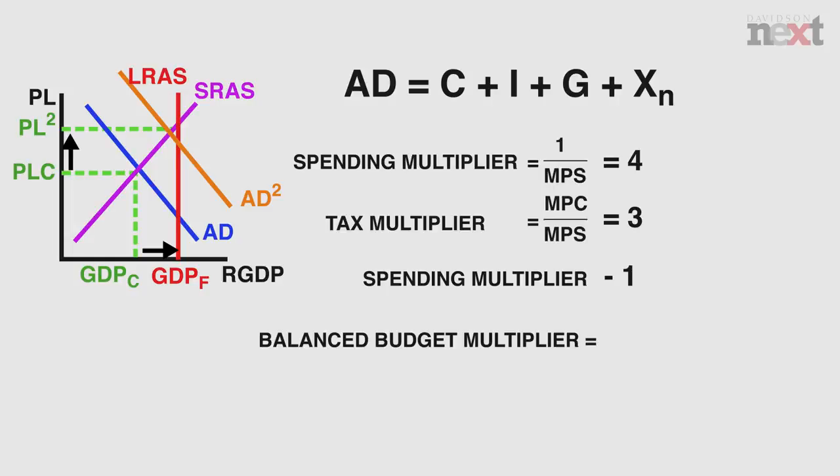Finally, we have the balanced budget multiplier. The balanced budget multiplier is 1 times the initial change in government spending. Now let's do some activities to practice what you've learned.